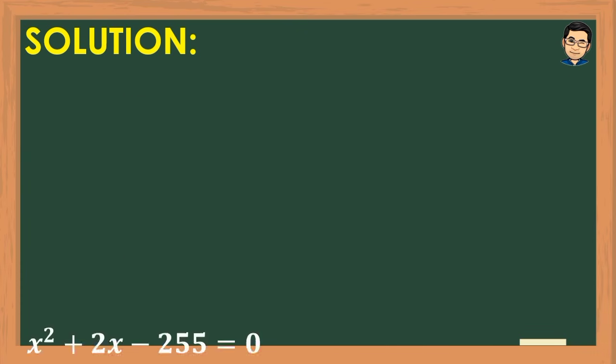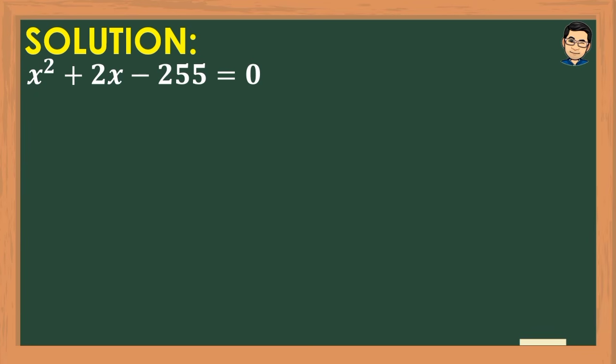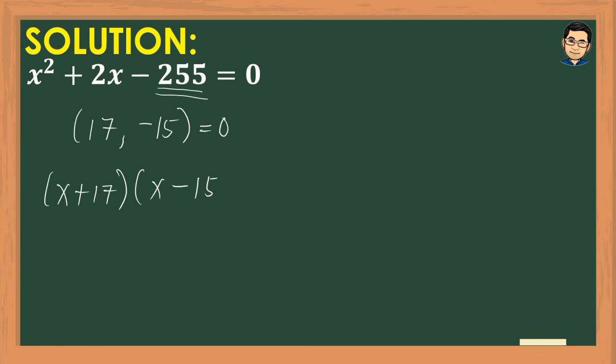So let's have the solution. X squared plus 2x minus 255 is equal to 0. So using factoring, so what are the factors of negative 255 that when added will give a sum of 2? The coefficient of the middle term, x. So yung factors po na negative 255 na magbibigay ng sum na 2, 17 and negative 15. So 17 plus negative 15, that is 2. 17 times negative 15, that is negative 255. So paano natin susulat? X plus 17 times x minus 15 is equal to 0.